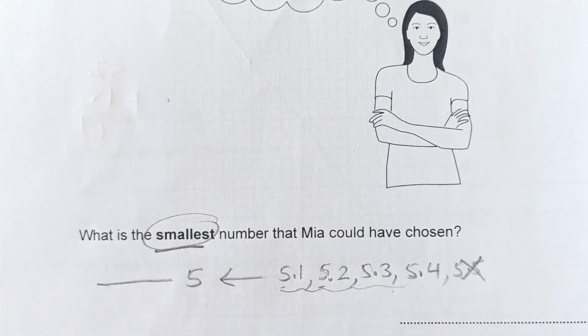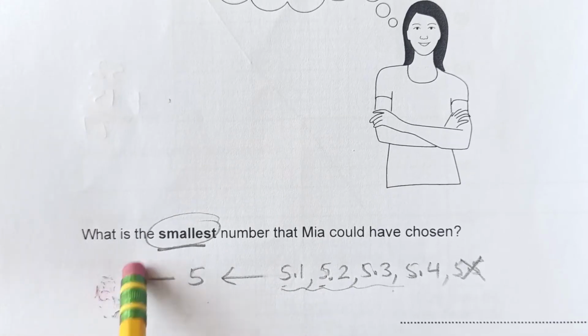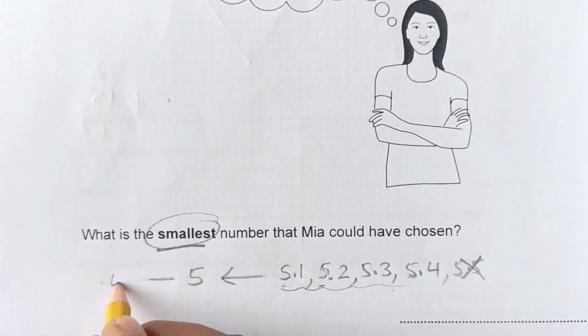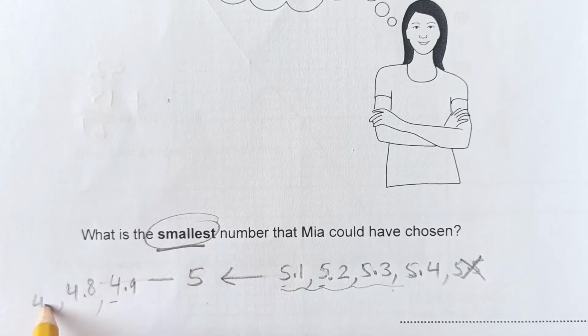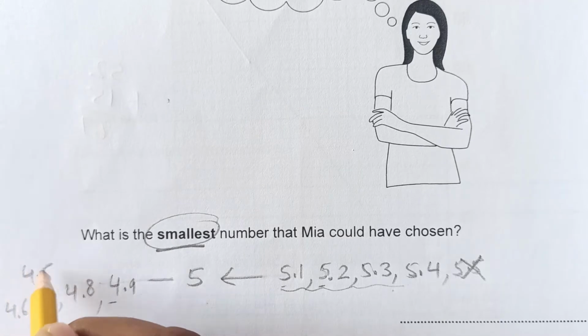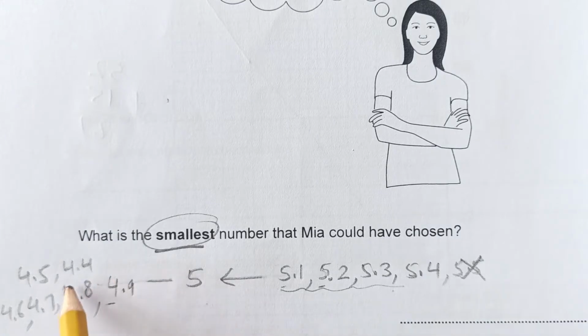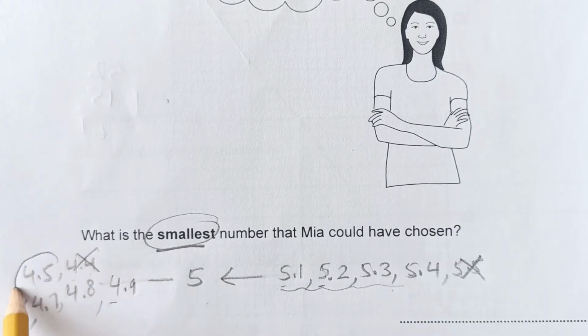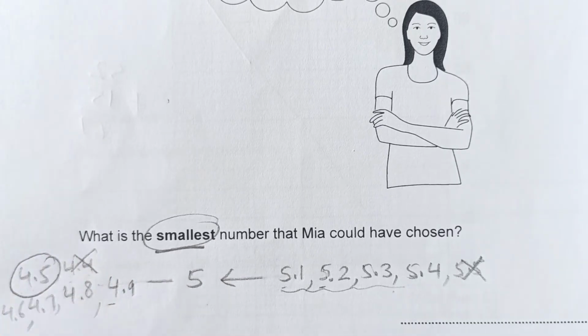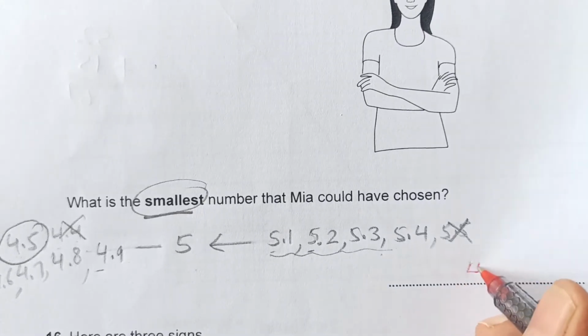The number that can be rounded up to 5 is 4.9. When you round it to a whole number it will become 5. Then lower than that will be 4.8, 4.7, 4.6, then 4.5 and 4.4. When you go to 4.4 and round it, it will become 4, right? So the smallest number is 4.5. When you round it to a whole number it will become 5. So our final answer for this will be 4.5.